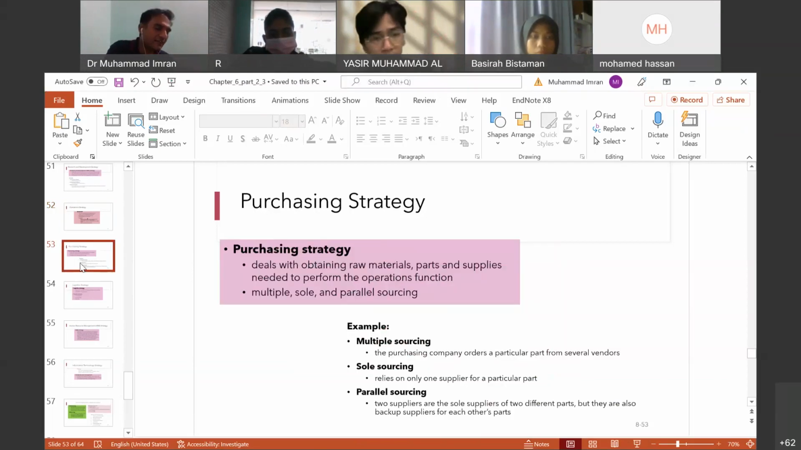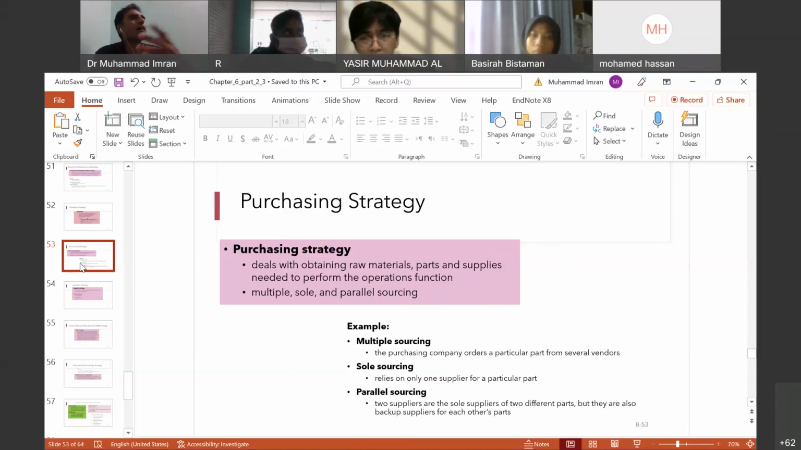Purchasing strategy. Another strategy is the purchasing strategy. It deals with obtaining the raw materials, parts and supplies needed to perform the operations functions. Some examples we have to discuss here, but this is a part of the operations strategy as well. Multiple sourcing: the purchasing company orders a particular part from several vendors.